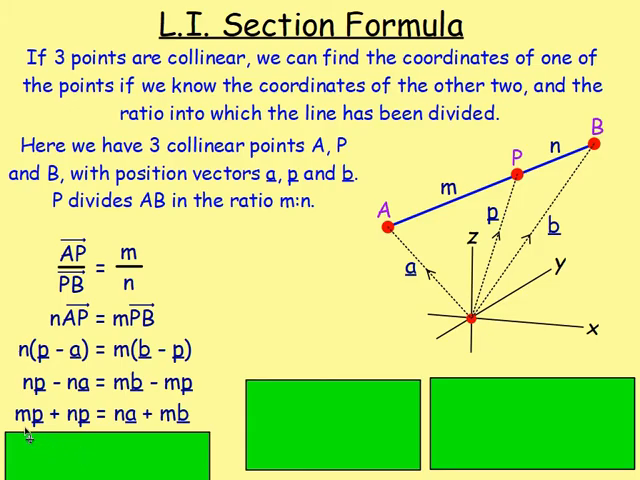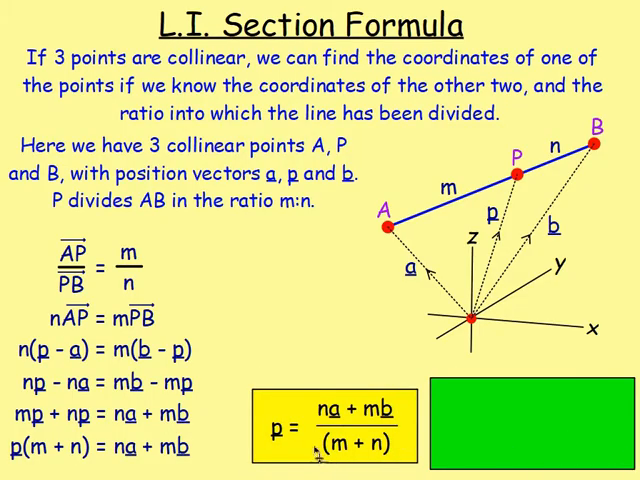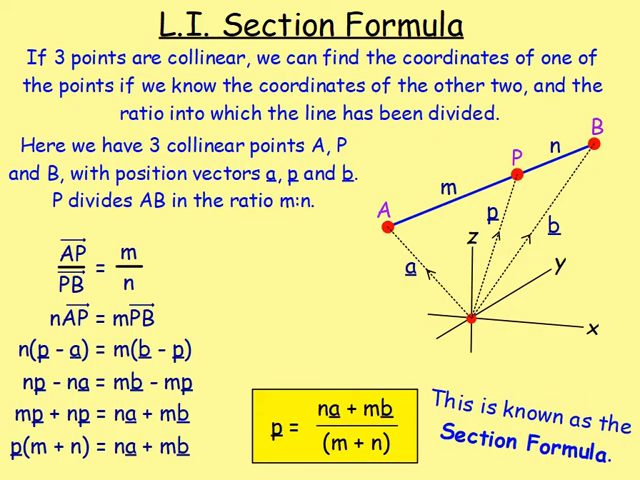On the left-hand side, we've got mP plus nP, so we can take out P as a common factor, getting down to that. And then from there, if you divide both sides by m plus n, you end up with this. Position vector P is given by n times position vector A plus m times position vector B over m plus n. And this here is known as the section formula. It is not given in the exam, so you do have to remember it. But I'll give you an easy way to remember it.